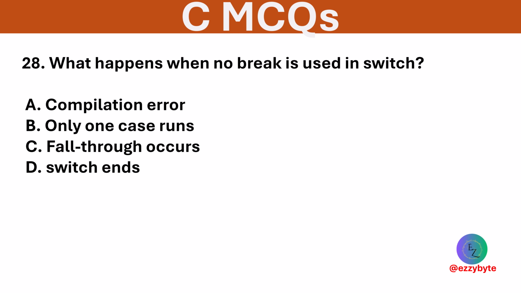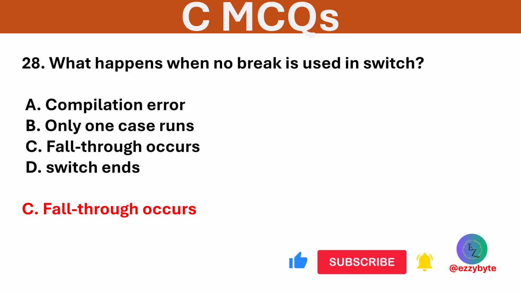What happens when no break is used in switch? Options are compilation error, only one case runs, fall through occurs, and switch ends. Option C is correct. Without break, control moves to the next case. It means fall through.